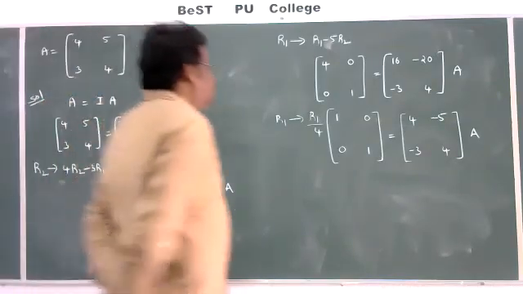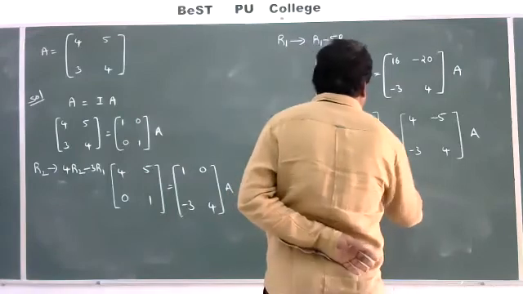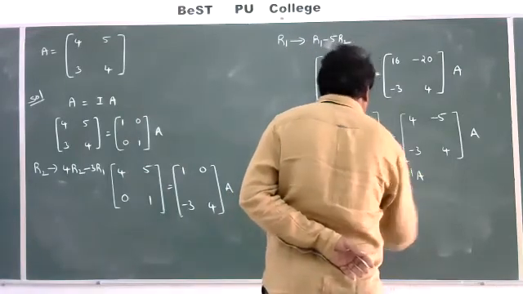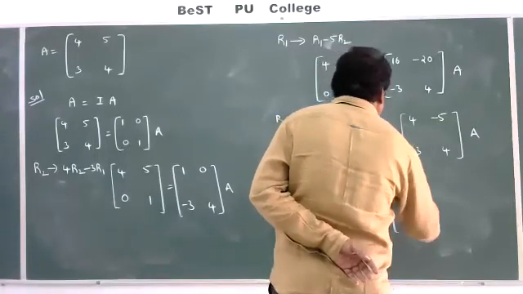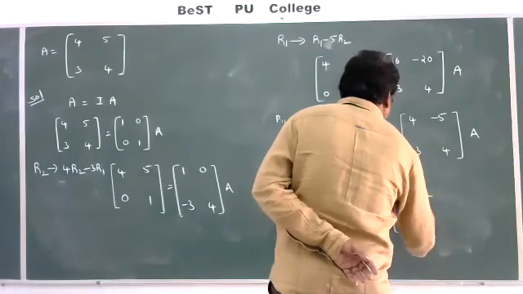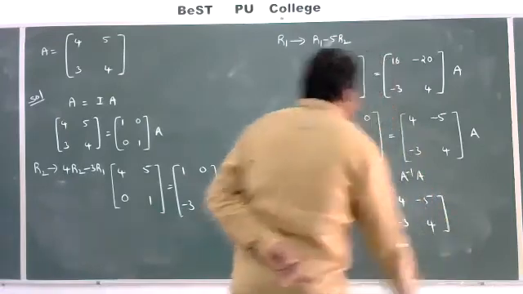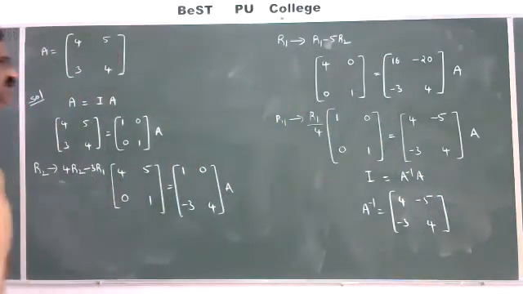So this is I is equal to A inverse into A. Therefore, A inverse is equal to matrix 4 minus 5 minus 3, 4.